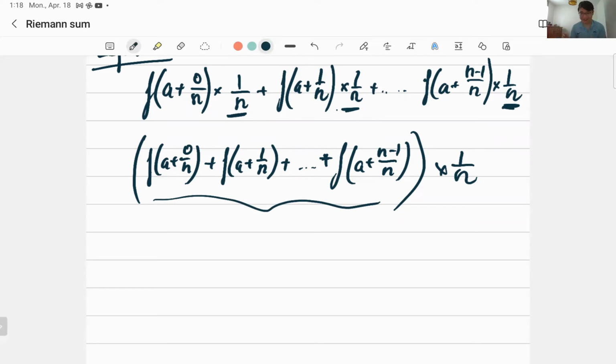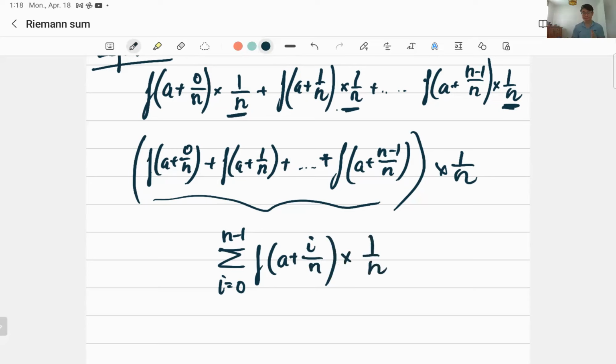So everything starts from i equal to 0, right? So I'm writing sigma notation, and my last one is i equal to n minus 1. And of course, what I'm adding is all the f's together. So f of a plus i over n, right, times 1 over n. All right.